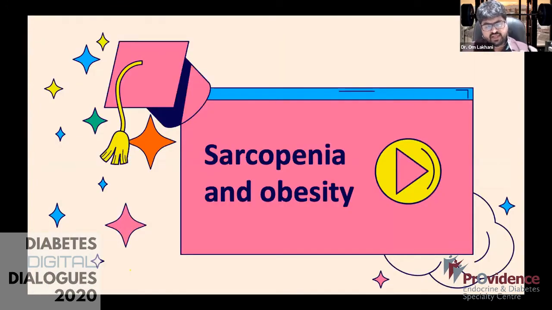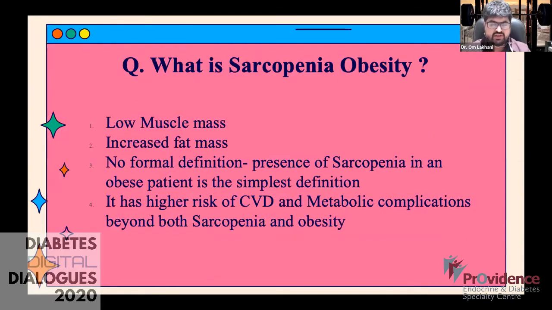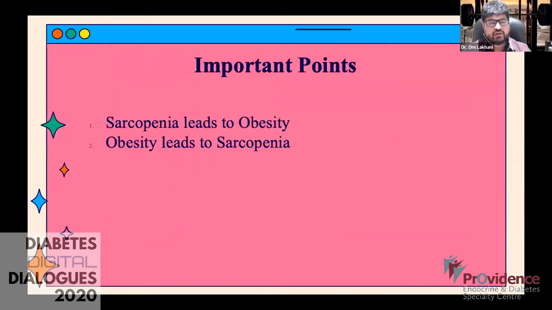Then let's come to the concept of sarcopenia and obesity. So what exactly is sarcopenic obesity? Now, there is no formal definition for sarcopenic obesity. It is basically low muscle mass with increased fat mass. Again, a simple way of testing this is looking at your DEXA body composition report. The important point here is that sarcopenia and obesity have a bidirectional link. Sarcopenia leads to obesity, and obesity leads to sarcopenia.